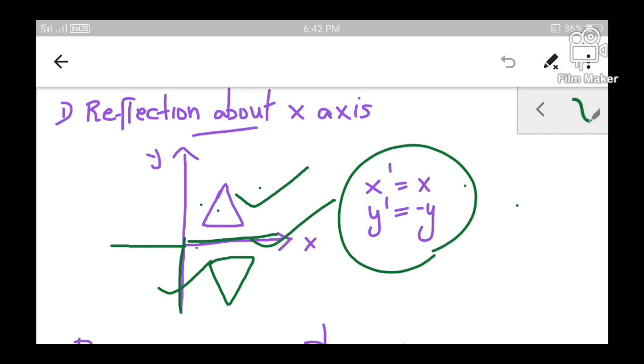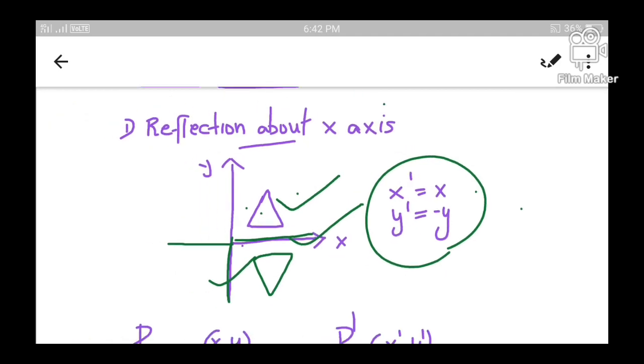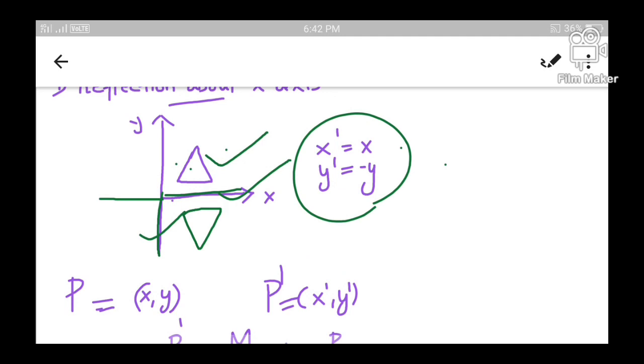So this clearly indicates that the new x value will be the same as the previous x value even after reflection, but the new y value will become the negation of the previous y value after reflection. So this is how reflection about x-axis is performed, and you are familiar with the equations. Now let us see how these transformation equations of reflection can be written in terms of matrices.